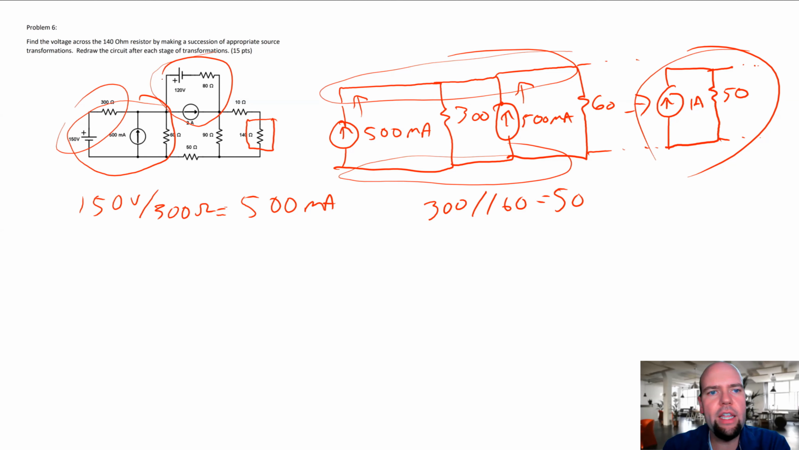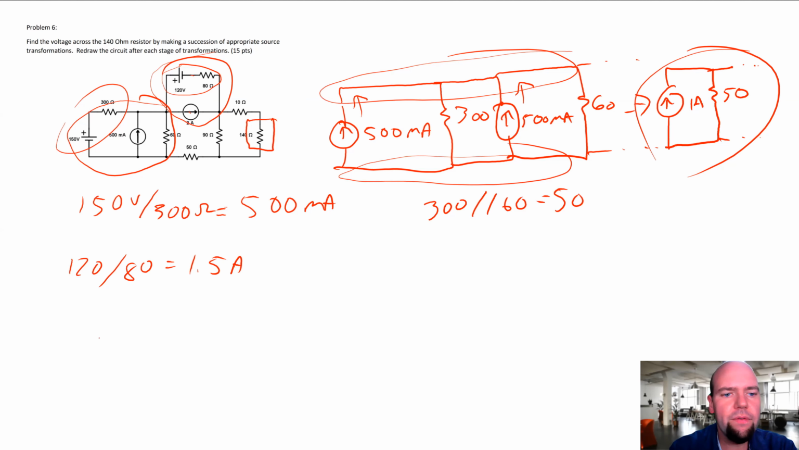We can combine, if we convert this to a current supply in parallel with a resistor, then we'll have two current supplies in parallel. We'll be able to combine those together. So let's do that. So we got 120 divided by 80. That's going to be 1.5 amps. And we got to be very careful with directionality here. We have to be very careful. So I'm going to basically redraw the entire circuit right now.